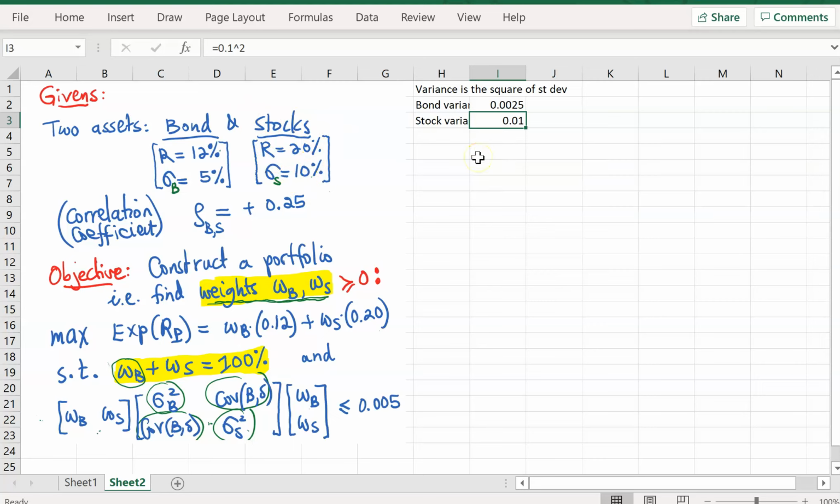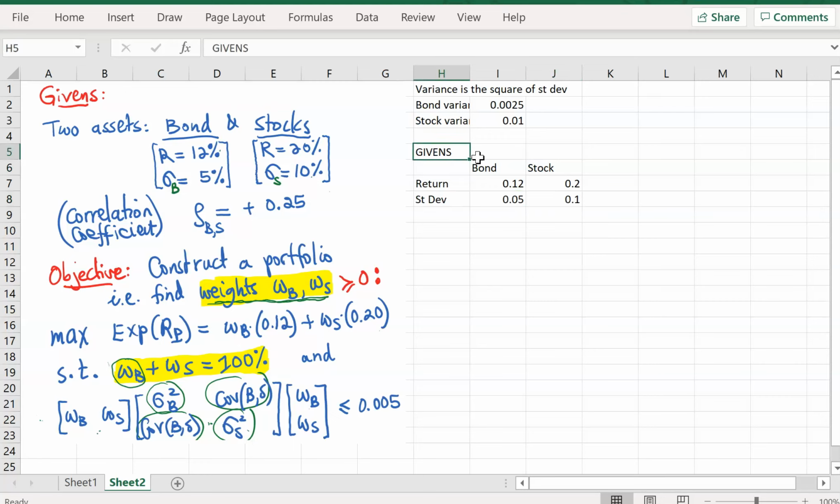So first things first, let me just go ahead and copy the givens again. So givens, it's nice to be organized, I guess. So the bond security and the stock. We are told that the return for the bond is 0.12, and the return for the stock is 0.2. The standard deviation for the bond is 0.05 or 5% if you want, and the standard deviation for the stock is 0.10. There you go.